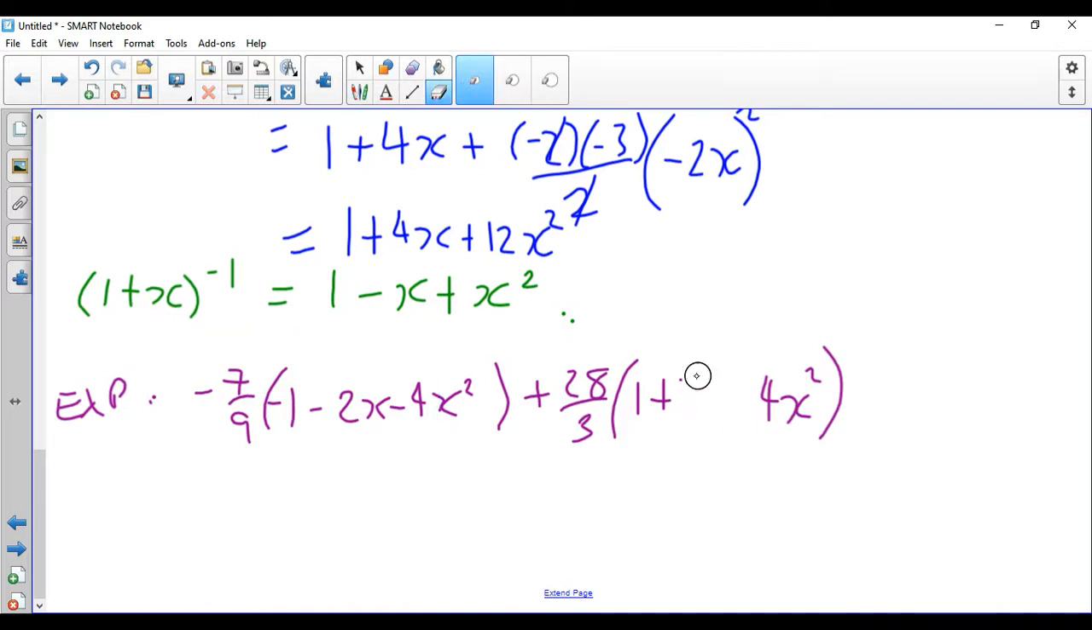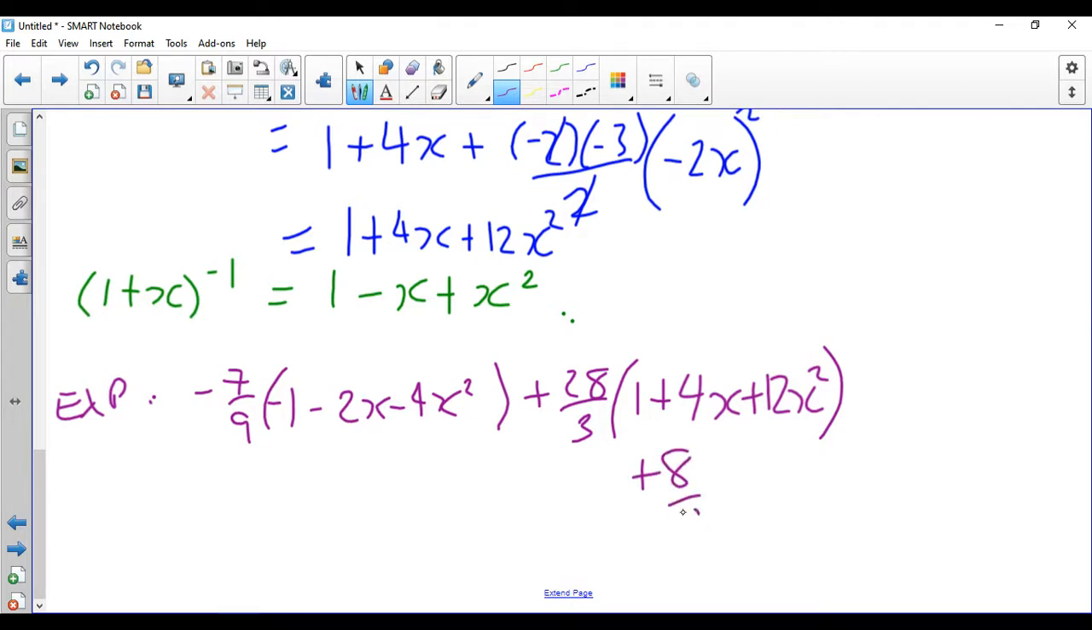But you can tell, actually, the first time I did this, I did make an error, so my notes needed fixing. It's so easy just to lose a power, a bracket, a negative. 4x plus 12x squared. Okay, and then I have the last bracket. I'm just going to have to squeeze that in here. 8 over 9, 1 minus x plus x squared.